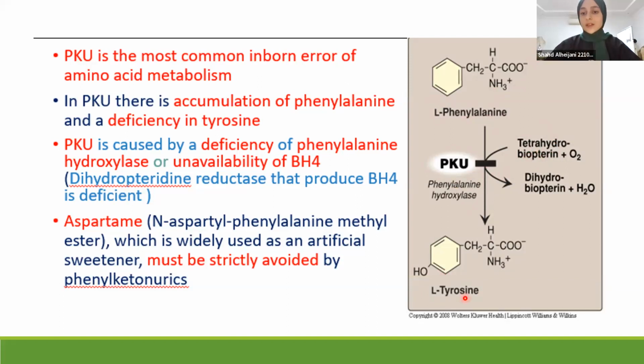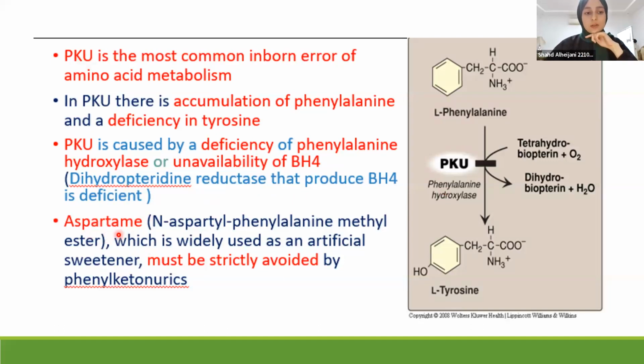Now, what happens here is either phenylalanine hydroxylase is deficient or tetrahydrobiopterin is not available. So if one of those two is affected, we can't convert phenylalanine to tyrosine. This would cause phenylalanine to build up, causing phenylketonuria. We'll be discussing both defects in the coming slides, but remember that for now.